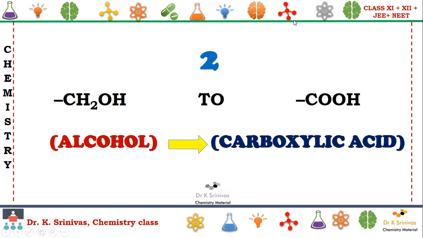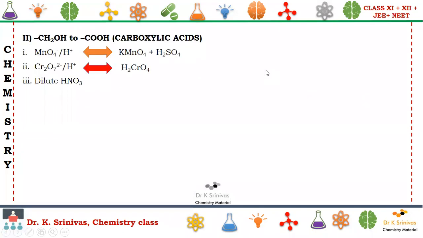The second one: corresponding alcohols to corresponding carboxylic acids. How are we doing that? By using simple reagents. Let us take a few examples under this category. First, potassium permanganate plus H2SO4. Here we have shown it in ionic form; we are writing in full. Next is potassium dichromate, K2Cr2O7 plus H2SO4, which gives chromic acid. Next is dilute HNO3.